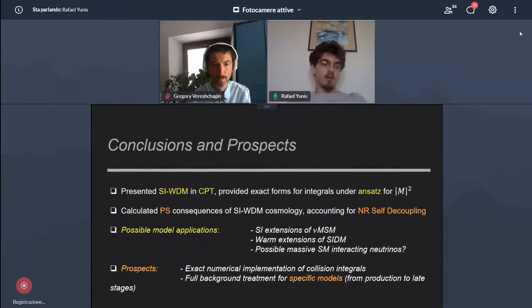Possibly, we can use this model in self-interacting extensions of models such as neutrino or warm extensions of self-interacting dark matter. Also, possibly massive standard model interacting neutrinos, and we look forward to an exact numerical implementation of these collision integrals and the full background treatment for specific models from production to the late nonlinear stages.